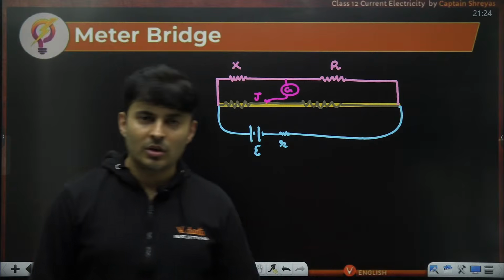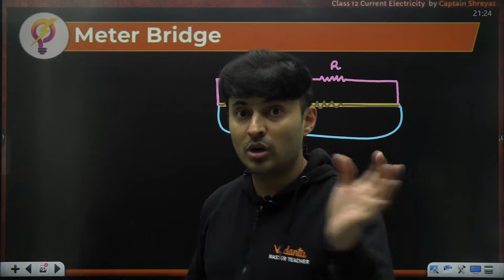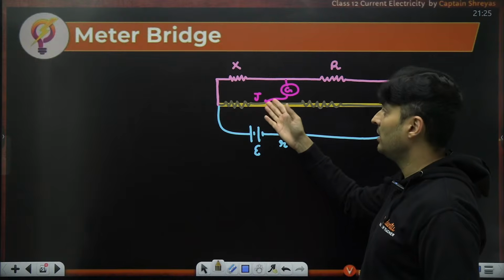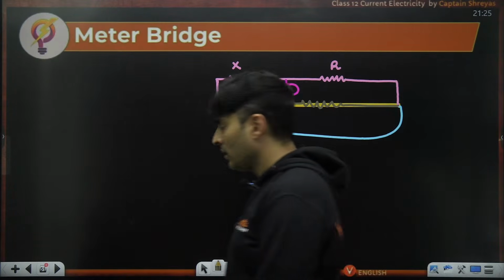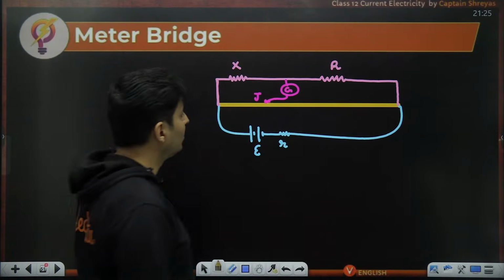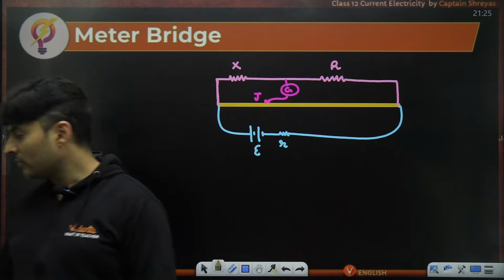It's spelled the same as the underwear, but I'm not saying that you have to put an underwear here. It is a moving contact which is called a jockey. Some people are saying, sir, you will put the underpant over here. Oh my god, no, no, no.